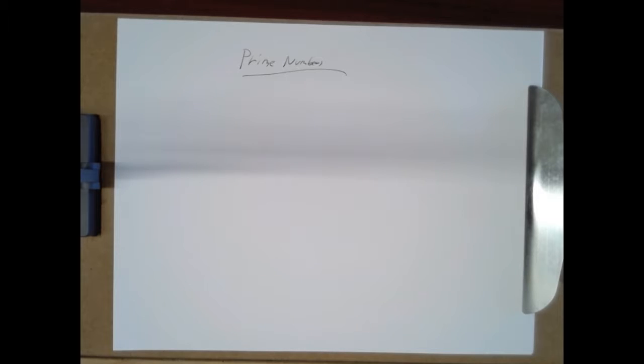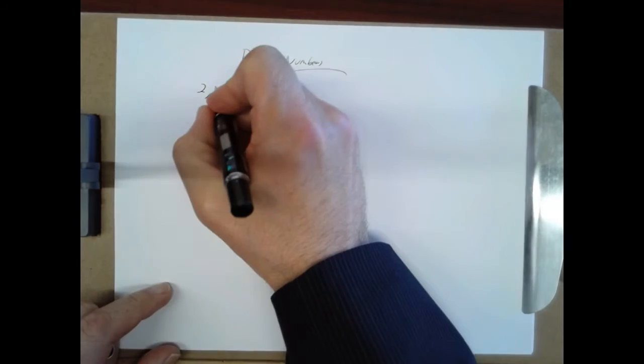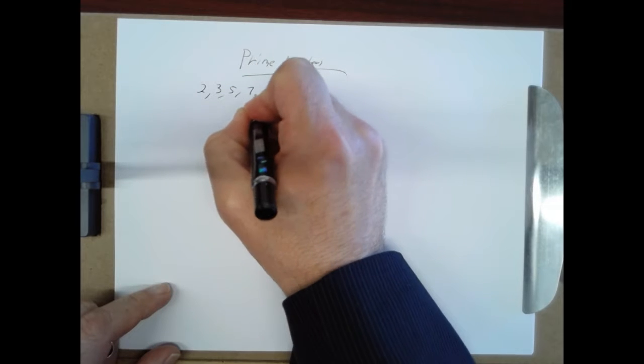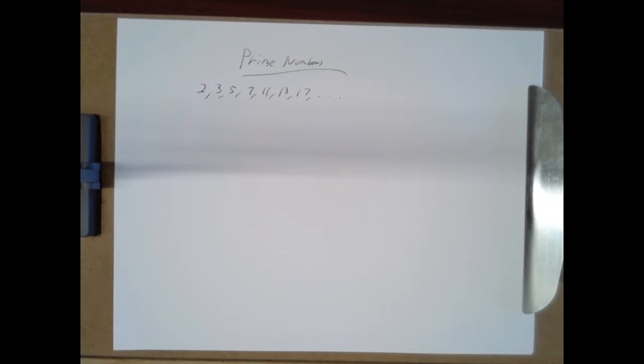So what's a prime number? A number whose only factors are itself and 1. And for technical reasons, 1 itself is not considered prime. So the smallest prime number is 2, because it's only divisible by 1 and 2. 3, 5, 7, 11, 13, and so on. Those are all prime numbers. 6 is not because it's 2 times 3. 8 is not because it's 2 times 4. 9 is 3 times 3, and so on.